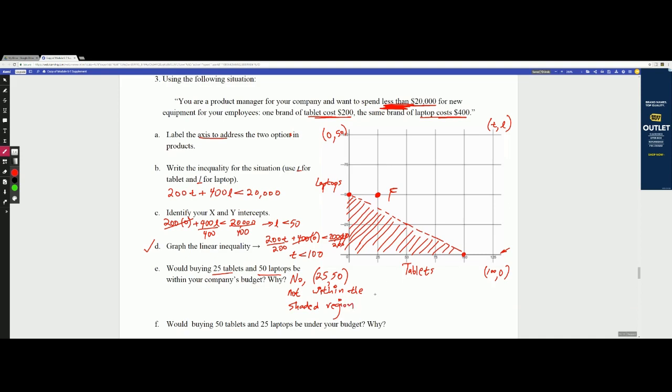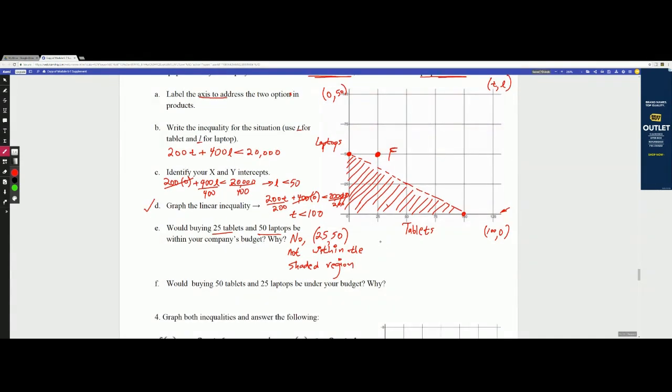If you were to actually look at it algebraically, it'd still be a false statement. You could always double check again using the original equation. 200 per tablet, you want 25 of them. You want $400 per laptop. You're spending 50 on them, and you want to be less than 20,000. And ultimately, what's going to happen is it's going to give you a false statement.